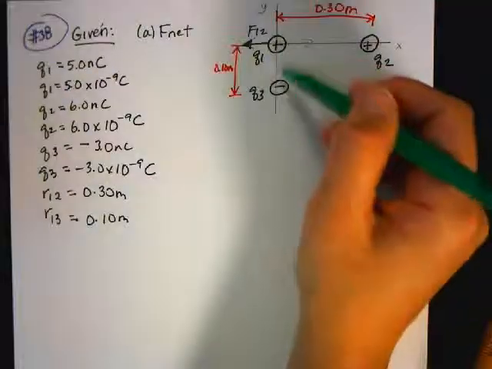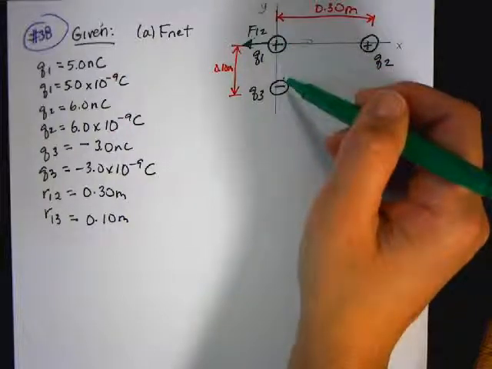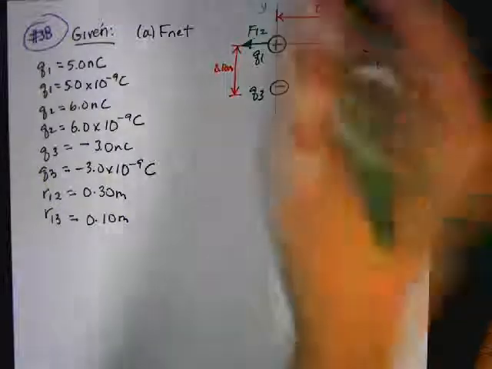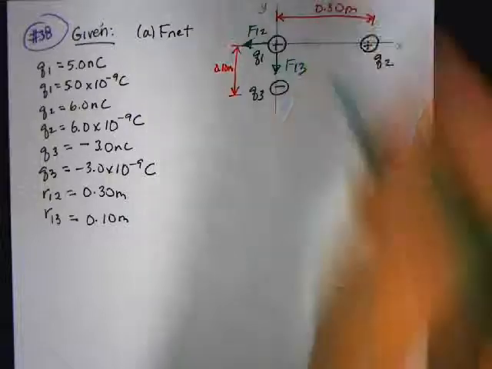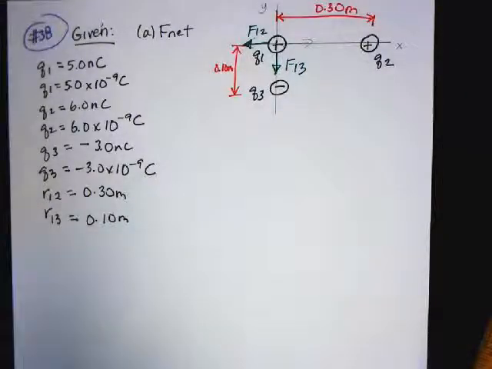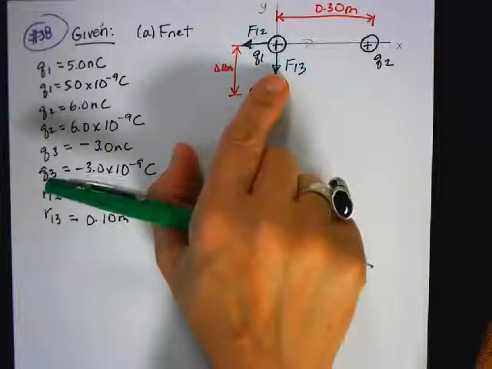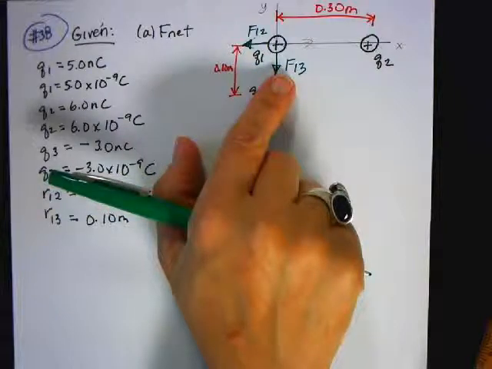Now, because this is positive and this is negative, there is going to be a force of attraction. So that force is going to go like this, and this is going to be F13. Now remember, forces are vector quantities. They have both magnitude and direction. When I calculate these two forces using Coulomb's law, I can't just add them algebraically. I have to add them vectorially.